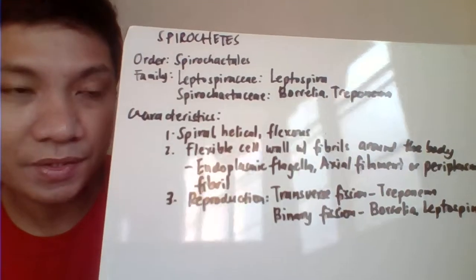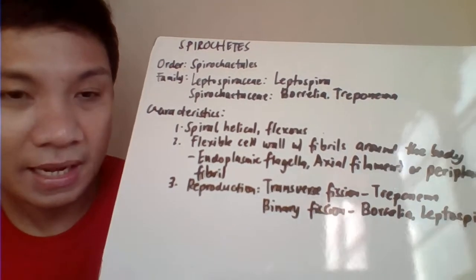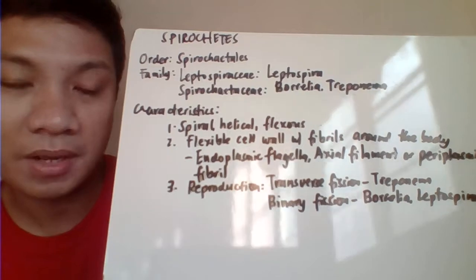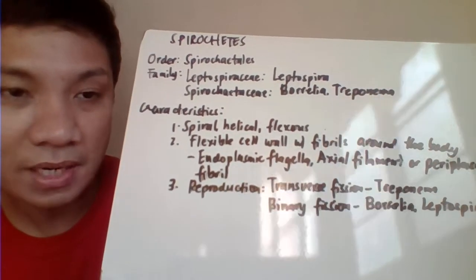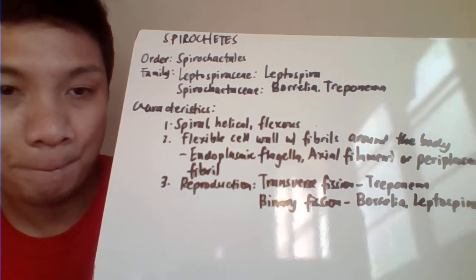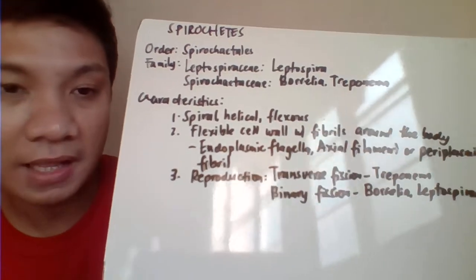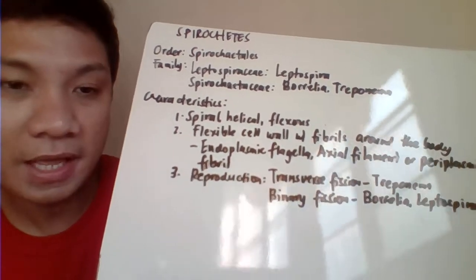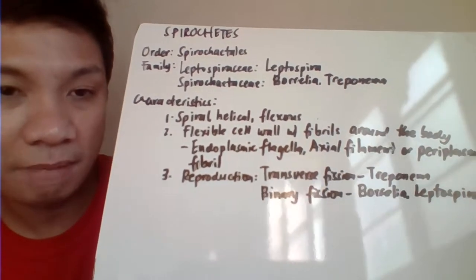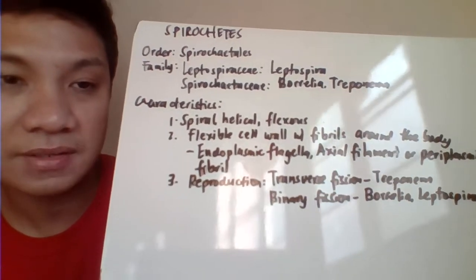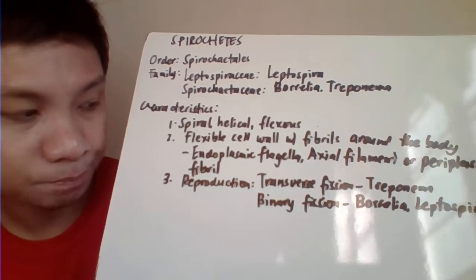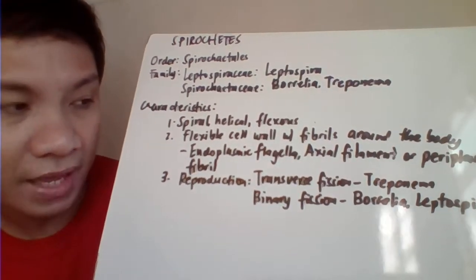Basically, because their cell wall here is helical in shape, it is wrapped around their body with that special structure. You call that one your axial filament or the endoflagella, or another name for that is your periplasmic fibril, and that serves here as their organ of locomotion. So they're highly motile because of that.